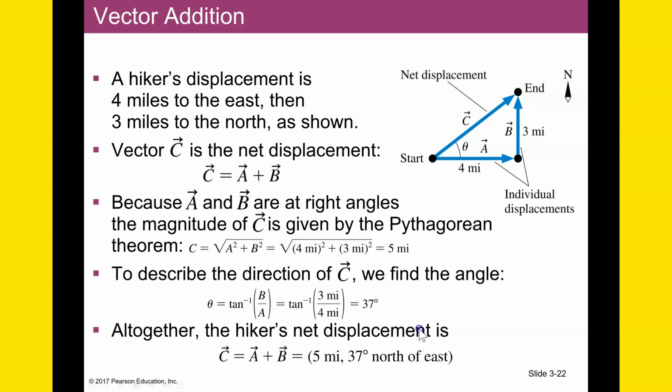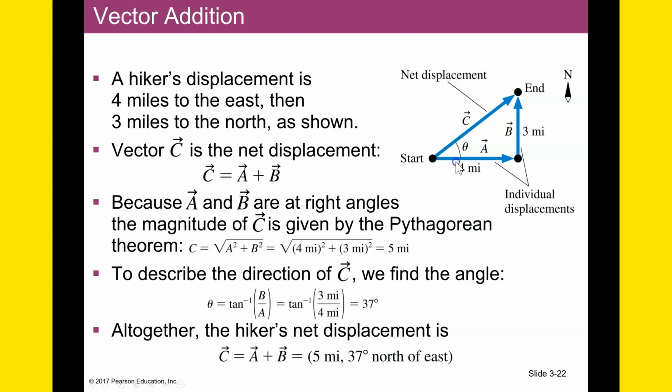So altogether, the hiker's net displacement vector, if you did the Pythagorean theorem, you'd find it to be 5 miles. And then here's a much better way than just saying northeast, which is to write it as an angle: 37 degrees. Notice they say north of east, and it's important to distinguish that from east of north.